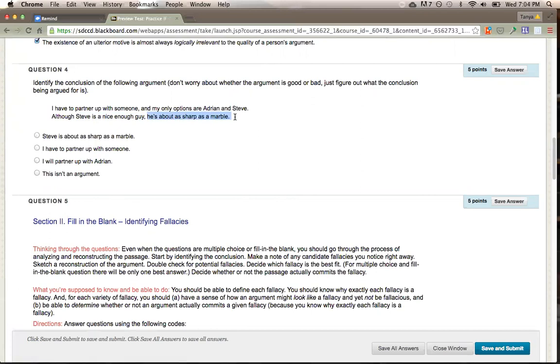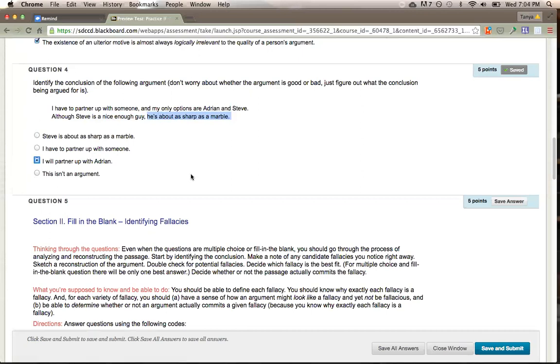I had two options, Adrian and Steve, for partnering up on something. Steve is as sharp as a marble. That's a bad thing, right? So I'm going to partner up with Adrian. I see that that's one of the options. That makes sense. It's an implicit conclusion. And since one of the things we've been focusing on is arguments with implicit conclusions, it's a good guess. Okay, so I'm going to go with this over this isn't an argument.